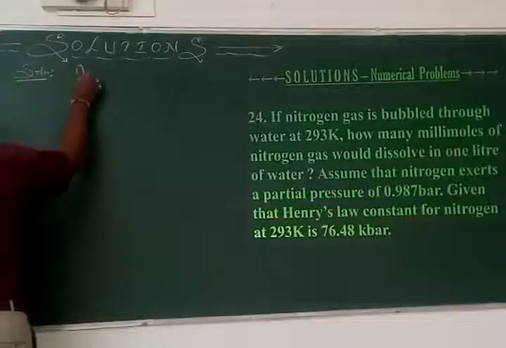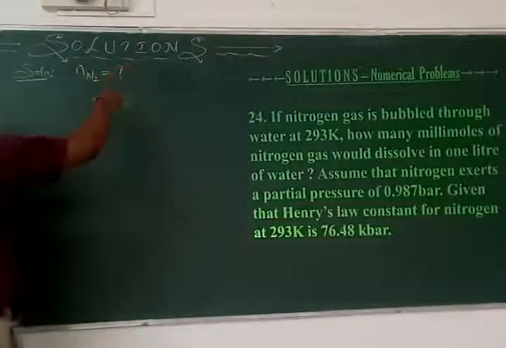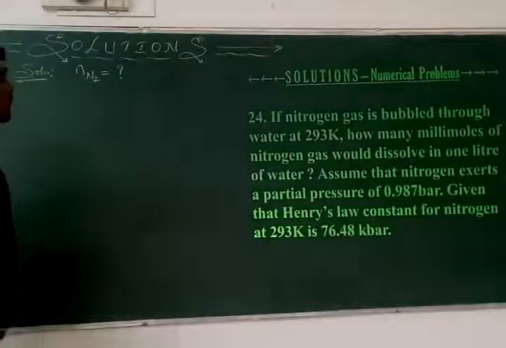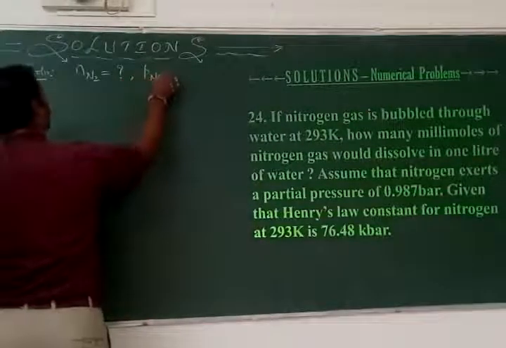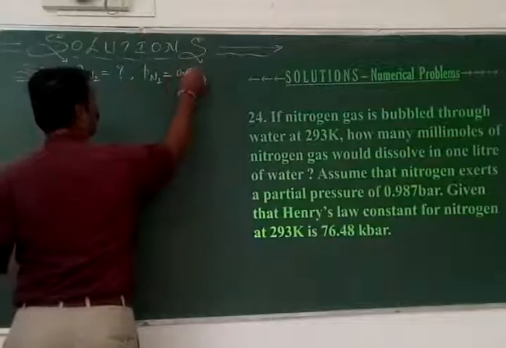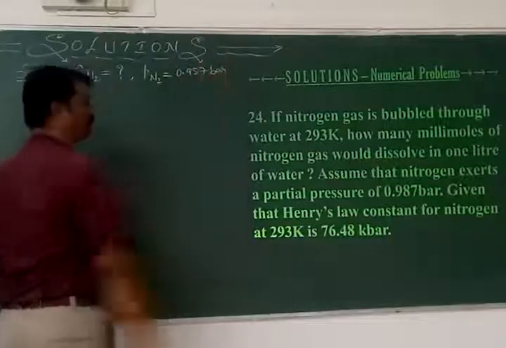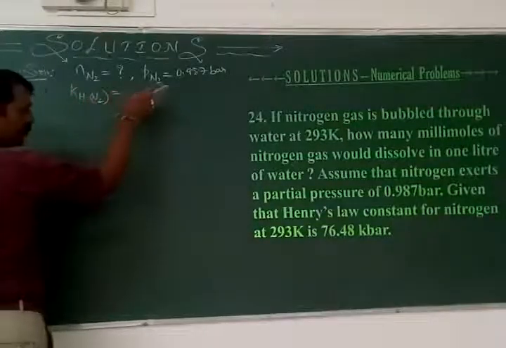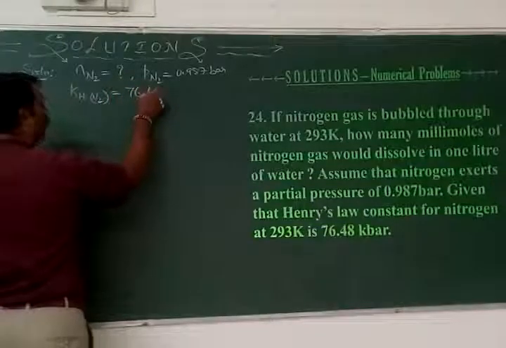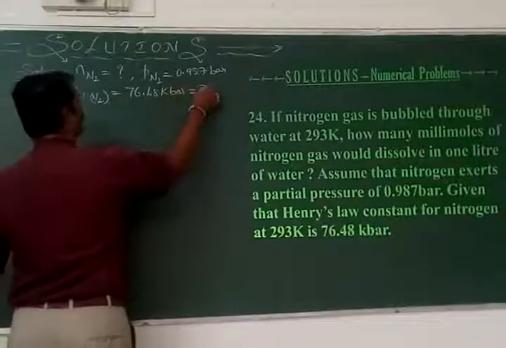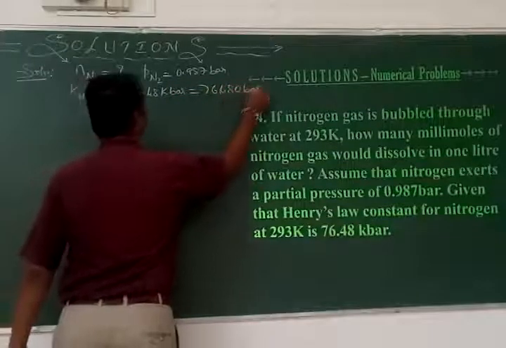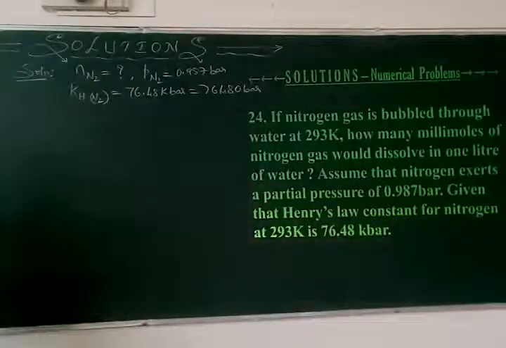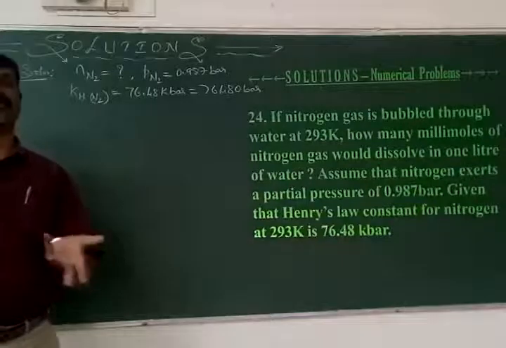We have to find out the number of moles of nitrogen first. First we get the moles, and then we will calculate that in the form of millimoles. What is the partial pressure of nitrogen given? It is 0.987 bar. Then the Henry's law constant Kh for nitrogen is 76.48 kilobars, which is 76480 in terms of bar, because here it is kilobar, so just multiply by 1000. So first you have to calculate the mole fraction, and from the mole fraction I will calculate this one.